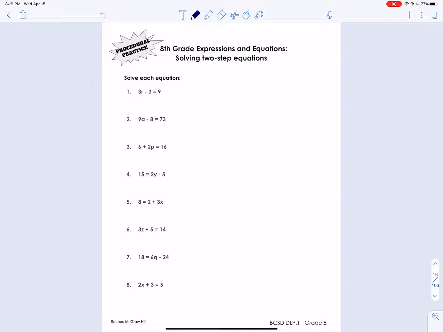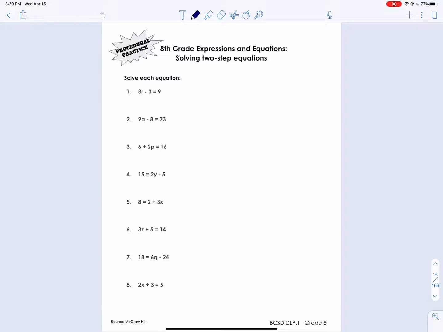Okay, this is day 1 of the second distance learning packet for 8th grade and the math section. So technically, it would be day 11, or the packet that started after spring break. So this is, again, day 1 of the second packet.